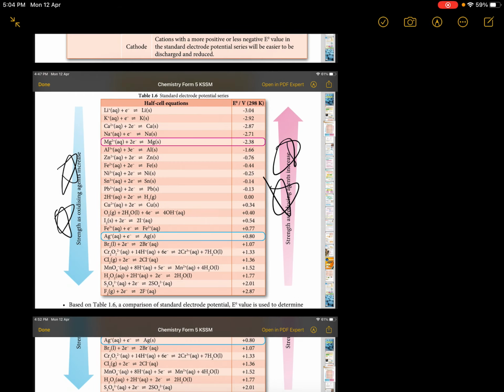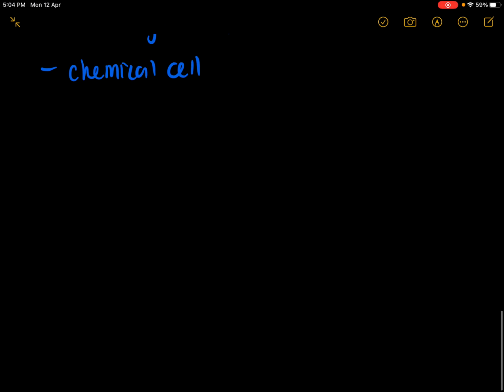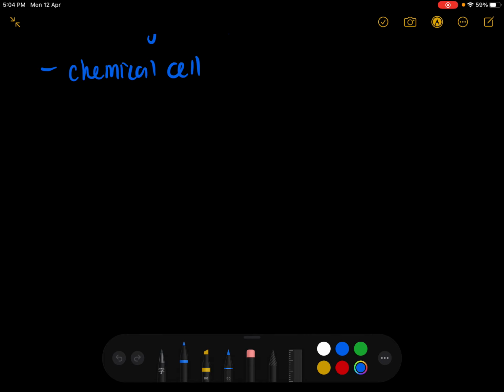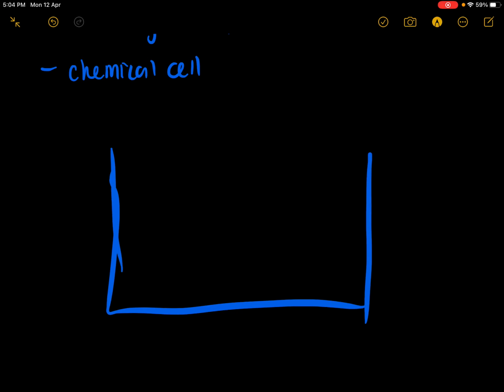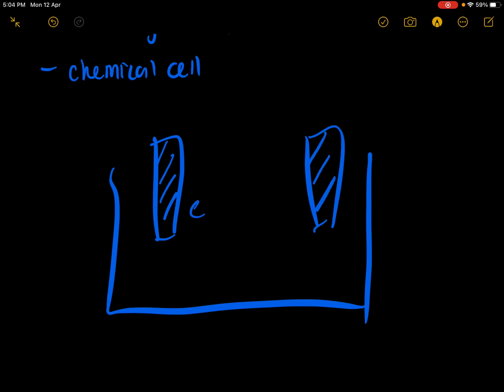So for example, let me see if I can think of one example. Again, I'm going through this blindly. I forgot the exact question, but I have my book next to me. So let's say you have a cell here, and let's say this is a carbon electrode, this is carbon, this is also carbon, and it is an electrolytic cell.